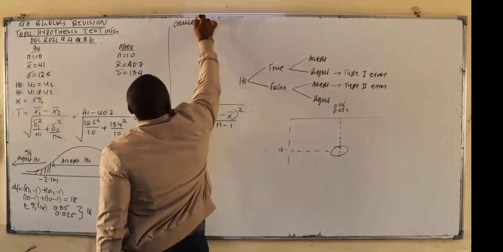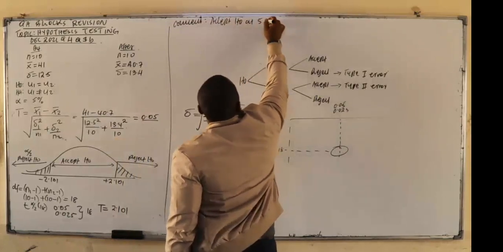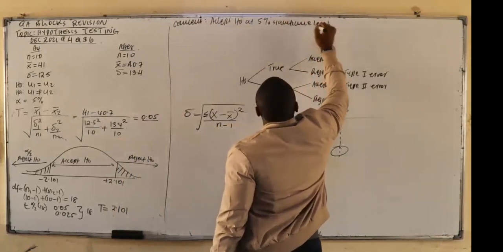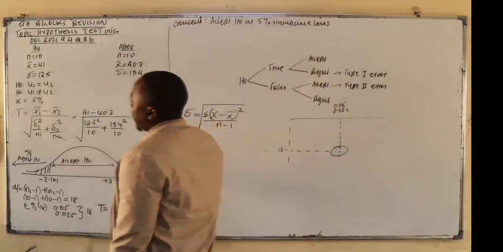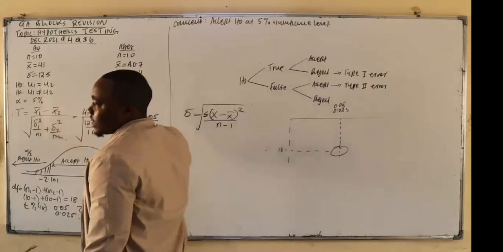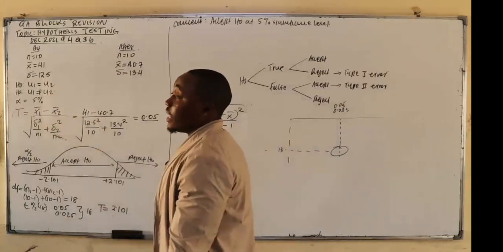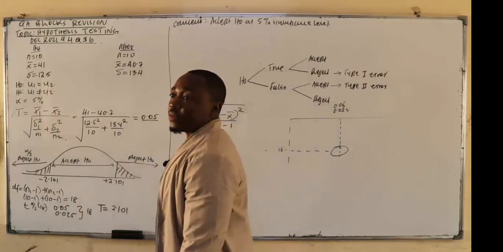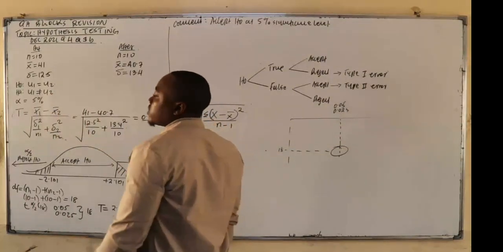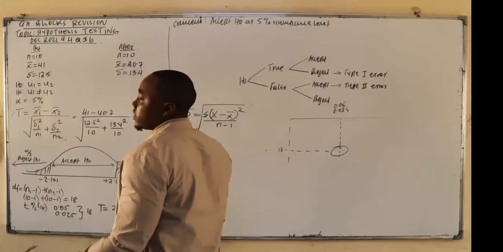So comment: accept the null hypothesis at 5% significance level. What does that mean? If you accept the null hypothesis, we are saying that mean of 1 is the same as mean of 2. That means the average sales before campaign and after campaign were the same. So therefore, was the advertisement campaign successful? It was not successful. Because if you expect it to be successful, you expect the sales after the campaign to increase. But in this case, they did not increase. So that's why they were the same.